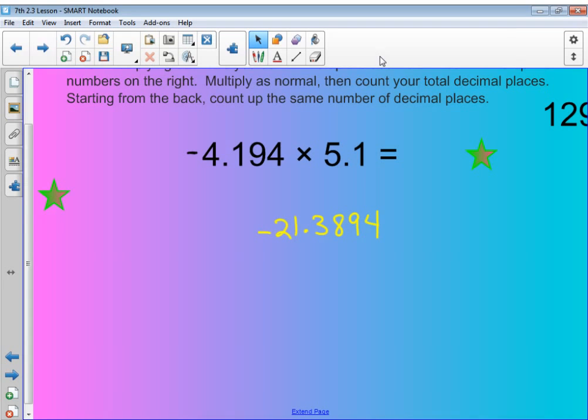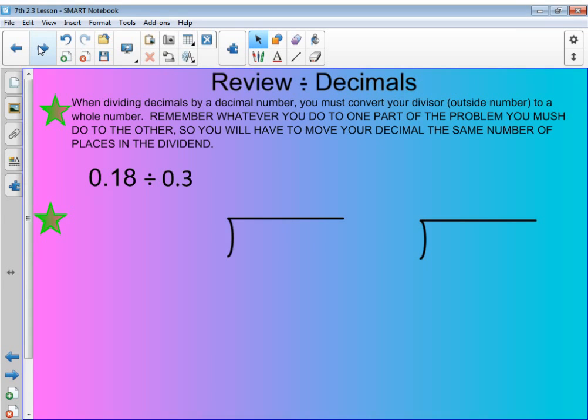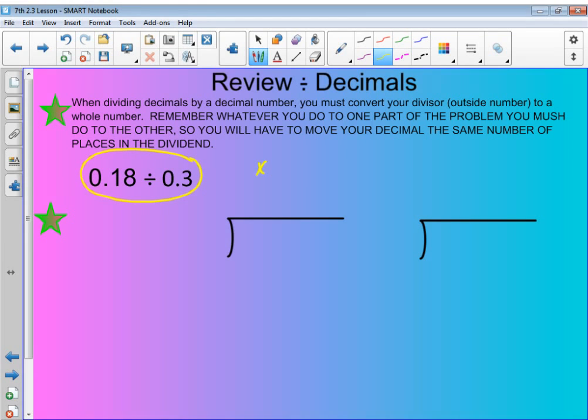Okay, so we're going to go ahead and now review division. When you divide decimals by a decimal number, you have to convert your divisor, which is your outside number, or the number that you're dividing by, to a whole number. Then whatever you did to that number, you have to remember to do to the inside number. The most commonly made mistake on these is kids tend to reverse or flip around the way these are supposed to be written when it comes to a table format.